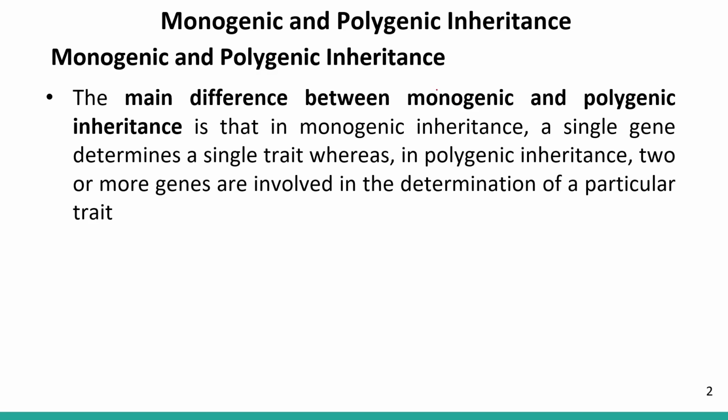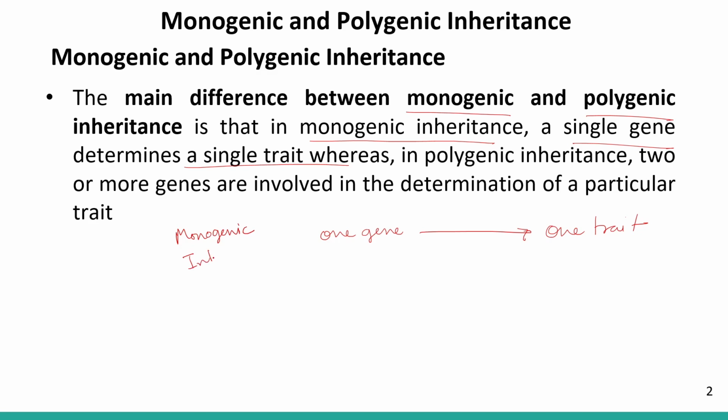The main difference between monogenic and polygenic inheritance is that in monogenic inheritance, a single gene determines a single trait. So one gene determines one trait. In monogenic inheritance, we have one gene. Only one gene is responsible for one trait or one character.